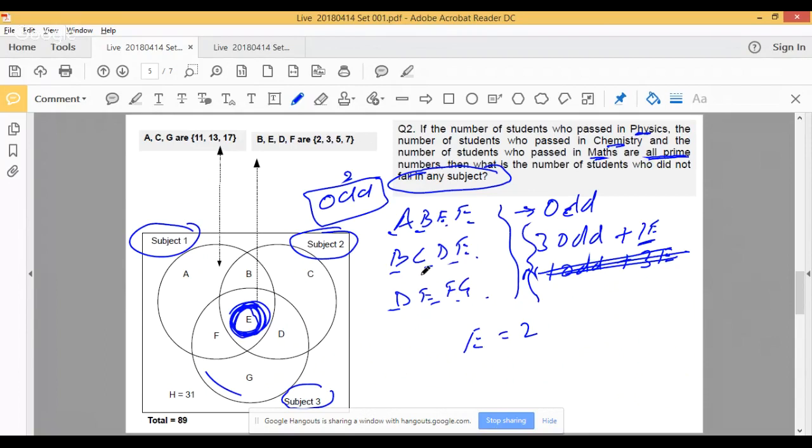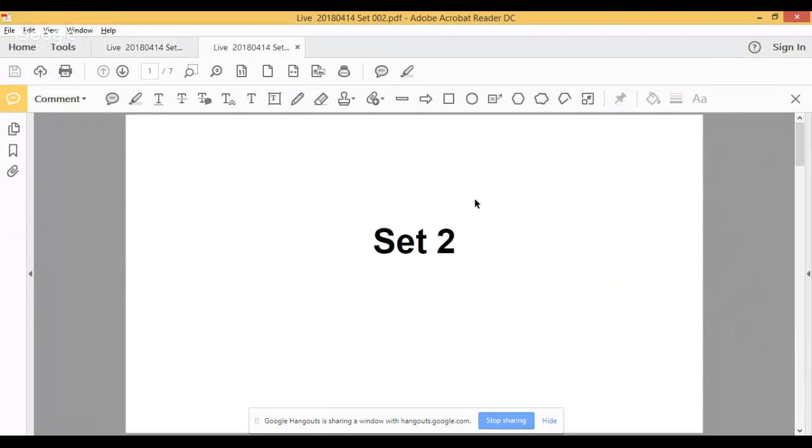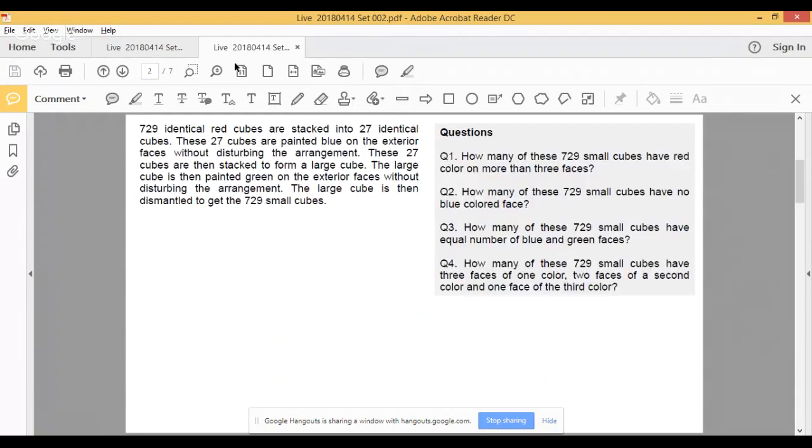right? Okay, so let's try another one. Okay, so this is the second set right now. Again, I'll give you about 3 to 4 minutes to go through this set and see how this goes.